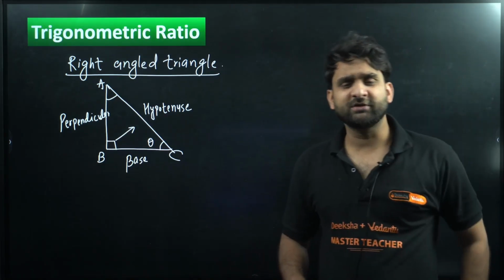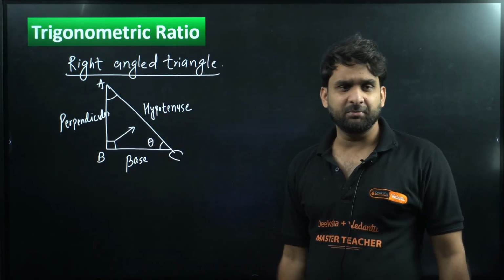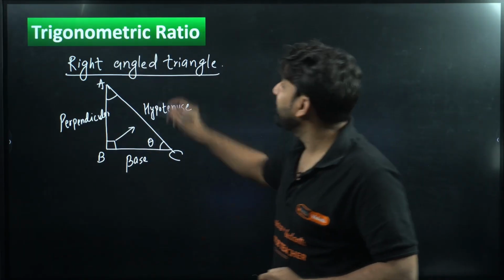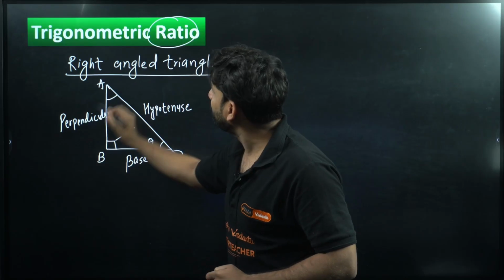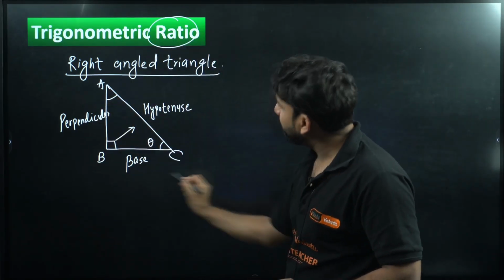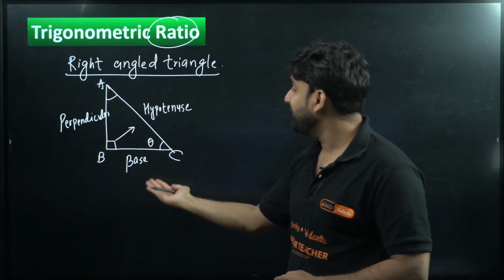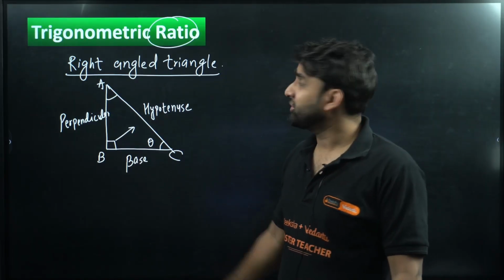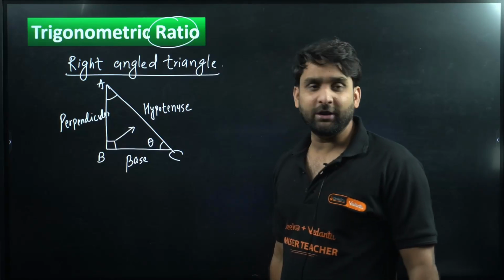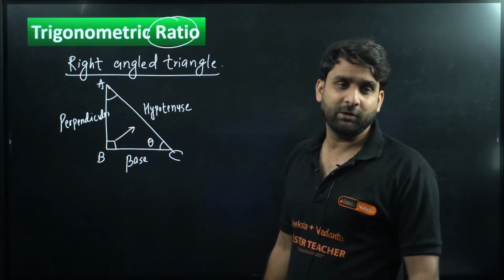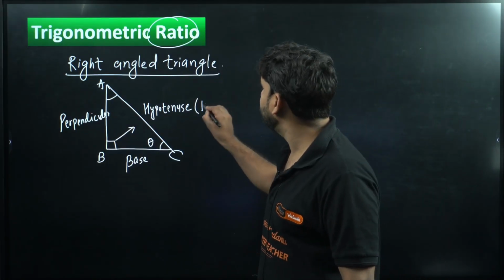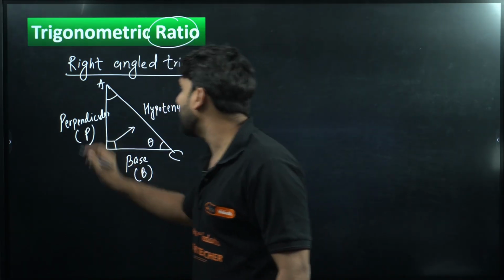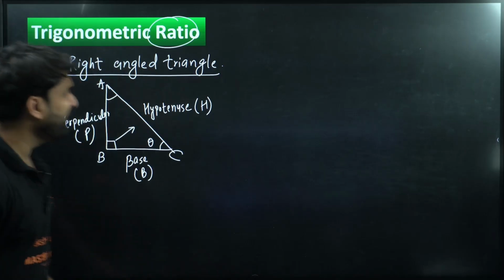Now you might be thinking, sir, why are you teaching these things? I mean, perpendicular and hypotenuse and all. My dear, trigonometric ratio is related to these things: hypotenuse, perpendicular and base. Sometimes we will be writing base upon hypotenuse, which is the ratio of a particular trigonometric function. Sometimes we will be writing perpendicular upon hypotenuse, which is the ratio of another trigonometric function. So hypotenuse we can write capital H, for base we will be using capital B, and for perpendicular we will be using capital P. Now moving to trigonometric functions.